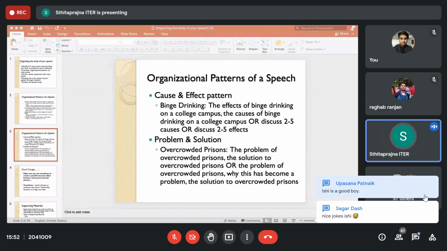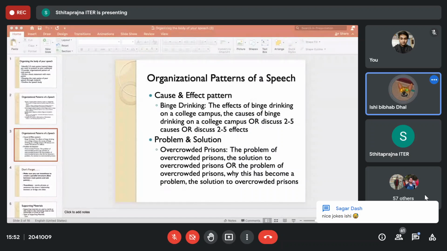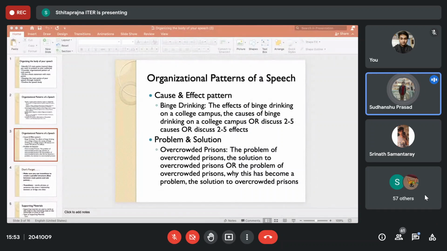Very good, very good. You're truly a very decent boy. Yes, ma'am. I've seen even more decent guys getting involved in drugs. Not drugs, but drinking. Actually, I've been in hostel for a very long time. I've seen a lot of my friends getting involved in drinking and smoking.